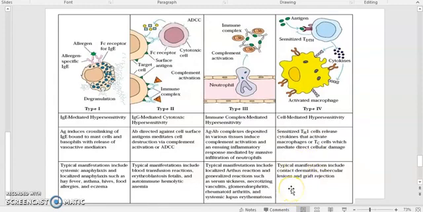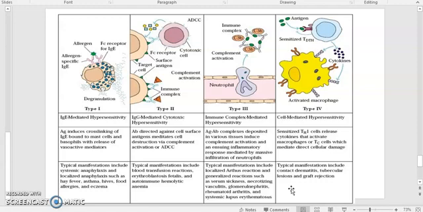Now let us take an overview of all four hypersensitivity reactions. What is the difference between them? Type 1, type 2, type 3, and type 4. Type 1 is IgE mediated, type 2 is IgG mediated, that is immunoglobulin G, type 3 is immune complex mediated, and type 4 is cell-mediated hypersensitivity.